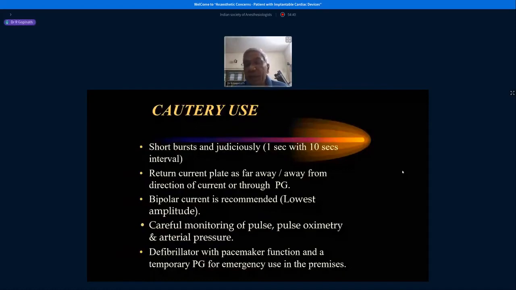So whenever any of these forms of EMI, or electromagnetic interference sources, are used, you should always monitor the pulse, with a hand on the pulse, or a pulse oximetry plethysmograph, or a direct arterial pressure monitor. A defibrillator with pacemaker function and a temporary pulse generator should be available on the premises. So like I said, always attach transcutaneous paddles in the AP configuration for emergency use.